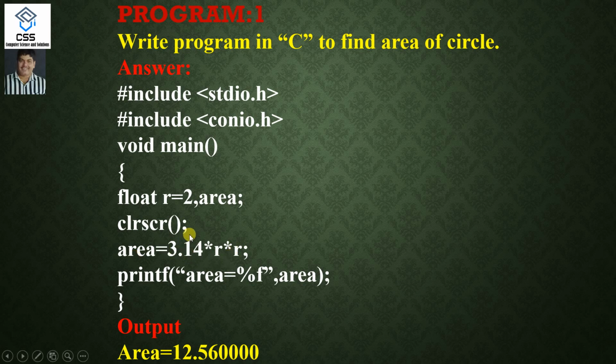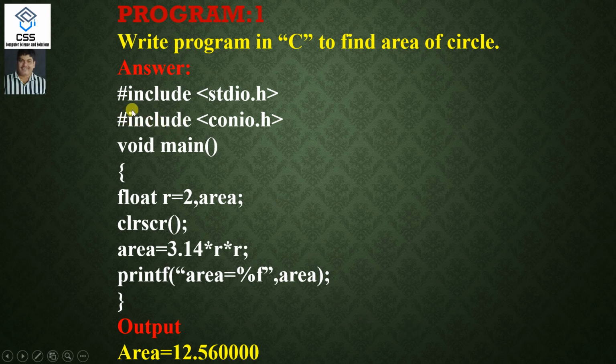Now we will visualize it on the screen, so the printf statement is used. "Area" as a message is given for better understanding, but it is optional. Percent f is the format specifier for a float type value, and area is the variable from where the output will be displayed, because printf carries the message, format string, and the list of variables. Here it is a single variable. If this program is run, the output will be like this: area equal to 12.56 and so on. If you don't take float, the value will be calculated, but the point value will not come.